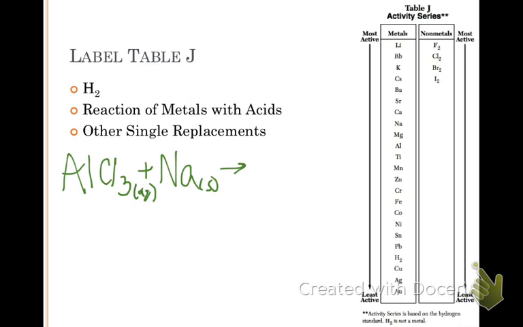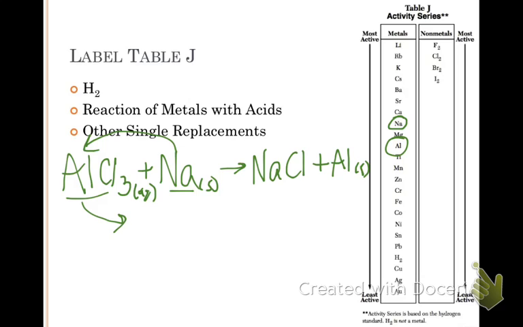So first I have to find each of the metals. So I have to find Al and Na. Na is there. Al is right there. Okay, so Na is more active than Al. So Na will replace the Al in there. So we end up having Na is +1, Cl is -1, so it's a 1-to-1 ratio, and solid Al all by itself. So again, that Na replaces that Al.